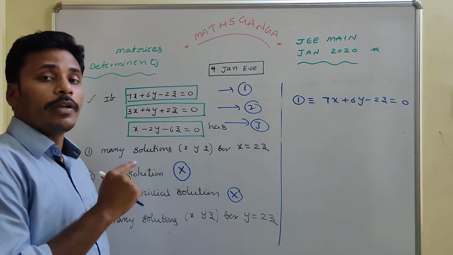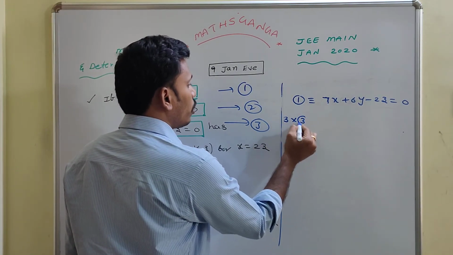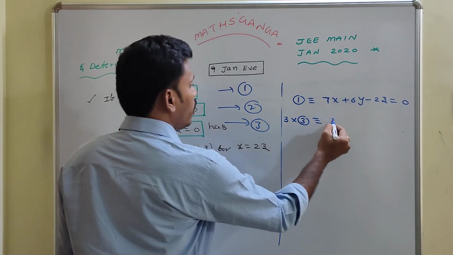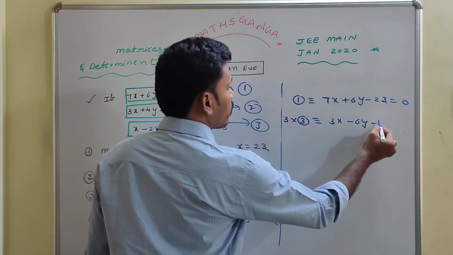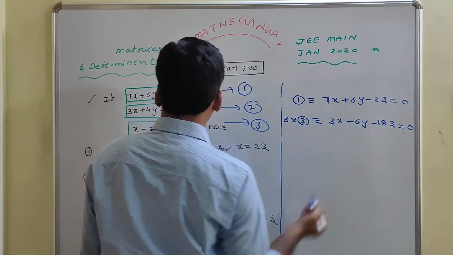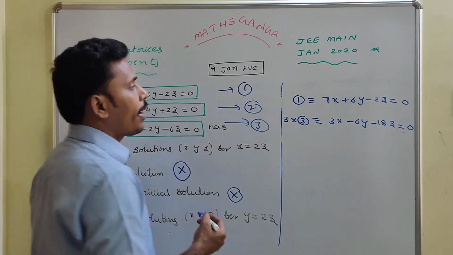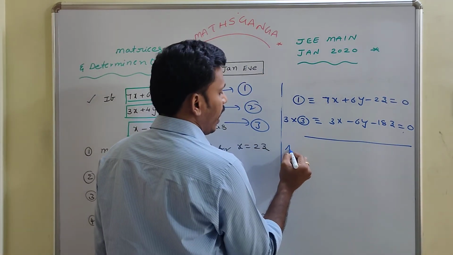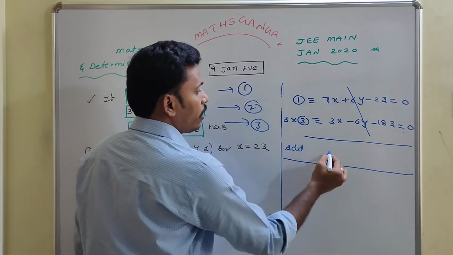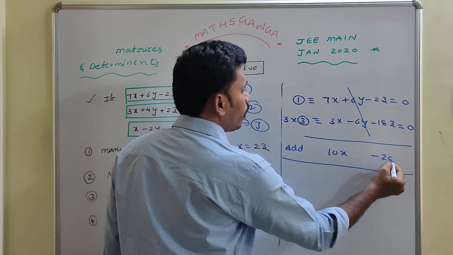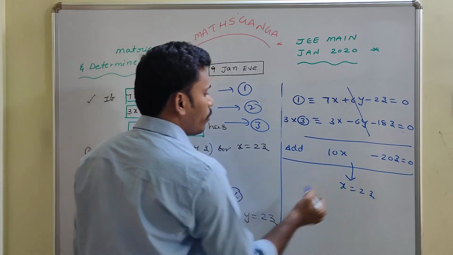Since my intention is to eliminate y, you multiply the third equation by 3. So 3 into the third equation will give us 3x minus 6y minus 3 into 6, which is minus 18z, is equal to 0. I just multiplied the third equation by 3, and now you just add. If you add, what will happen? 6y and minus 6y get cancelled. This is 10x minus 20z is equal to 0. And it is very clear that x is equal to 2z you get from this.